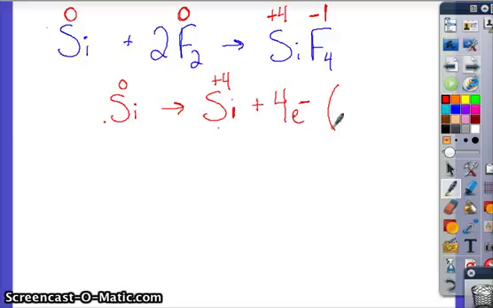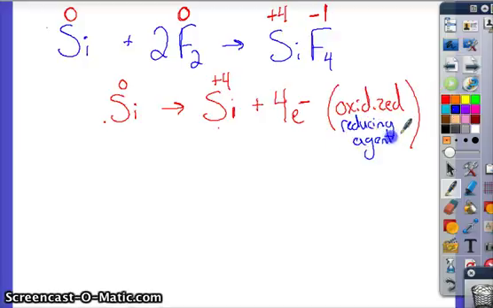That's why we're indicating it on the product side. We have the ion +4 free electrons. If you're losing electrons, that means you're being oxidized. And if you're being oxidized, that means you are the reducing agent. So we have half of the reaction.